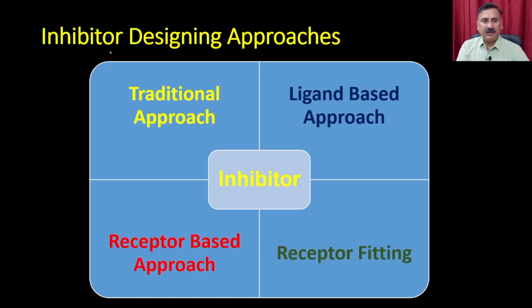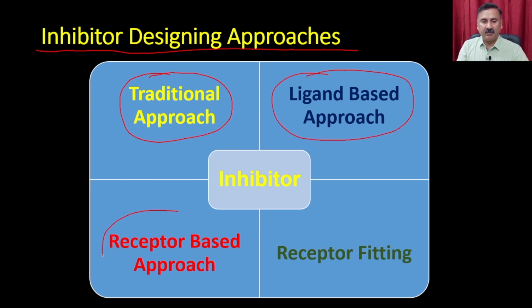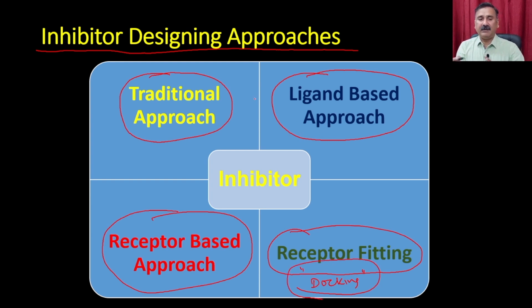Now, when we talk about the inhibitor designing approach, you can have 4 options. One is the traditional approach, okay? You can have the ligand based approach, you can have the receptor based approach, and you can also have the computational approach where you are going to use docking and related software. So what is the difference between the traditional approach and the modern or targeted approaches? All these 3 are targeted approaches, whereas the traditional approach is where you have no information about the enzyme or the structures.